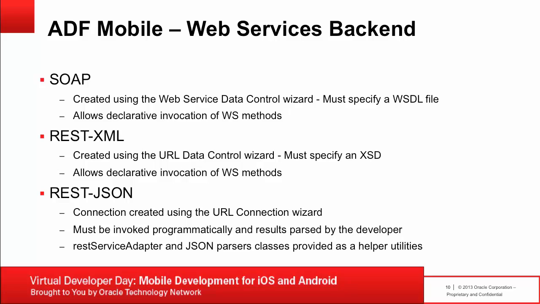Lastly, a protocol that's very popular with mobile applications is REST-JSON. Consuming a REST-JSON data source requires the creation of a URL connection using the URL connection wizard. The URL connection defines the host name for the JSON data source. There are only Java APIs available to access JSON data, so you must write Java code to access JSON data. REST services adapter Java APIs and parser classes or helper classes provide easy access to consume JSON data from the Java code.